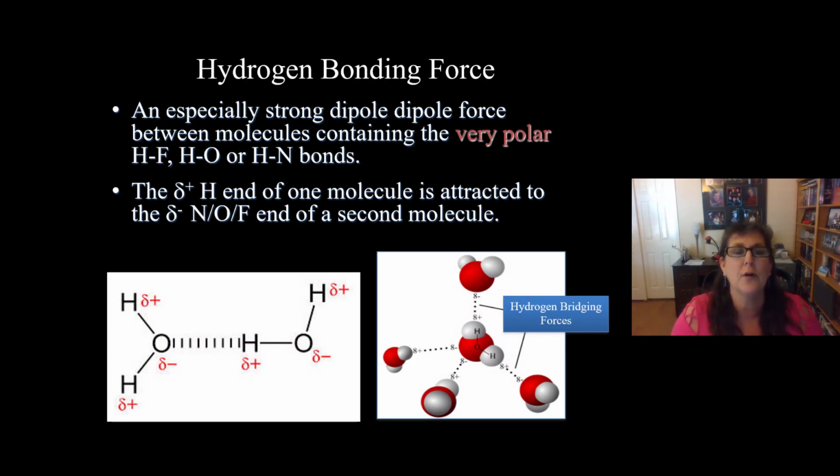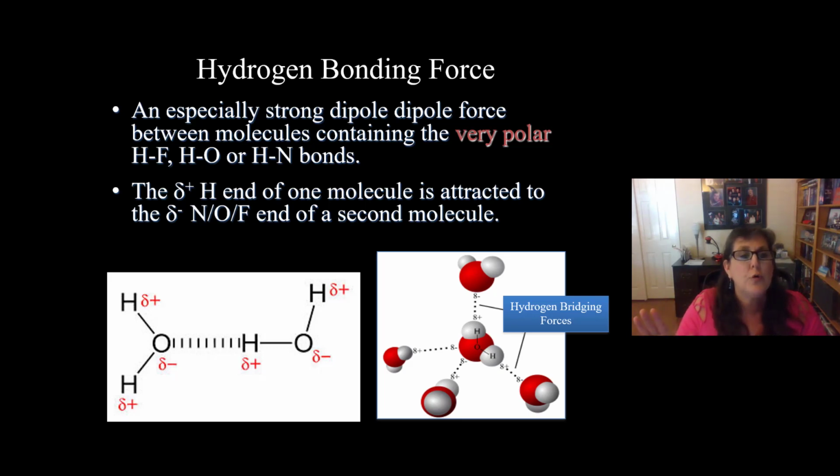Great, let's move on to the third force. This is stronger still, the hydrogen bonding force. This is an especially strong dipole-dipole force between molecules that contain a very, very polar H to F, or H to O, or H to N bonds. So it's H to NOF, N-O-F. You have to have a hydrogen bonded to an N or O or F in the molecule to have a hydrogen bonding force. If we look at the picture of the water molecule, we can see hydrogens are a little bit plus, oxygens are a little minus.